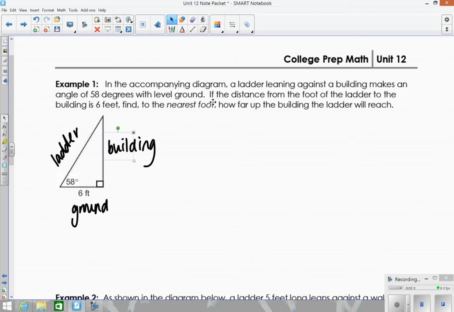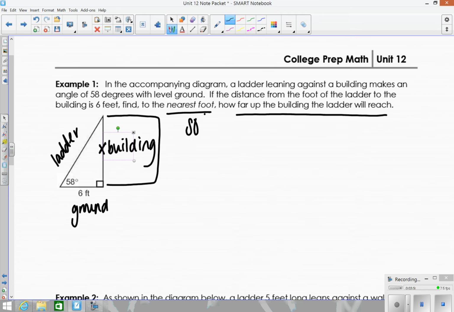If the distance from the foot of the ladder to the building is 6 feet, so from here to here is 6 feet, find to the nearest foot how far up the building the ladder will reach. So I want to figure out this distance here: how far up the building does the ladder actually touch? This is going to be my x. This is what I'm trying to find. Since this is a right triangle, we could see if we could do the Pythagorean theorem, but I can't because I only have one number here and two unknowns. I do have an angle, which tells me that I can use right triangle trig, which means SOHCAHTOA.